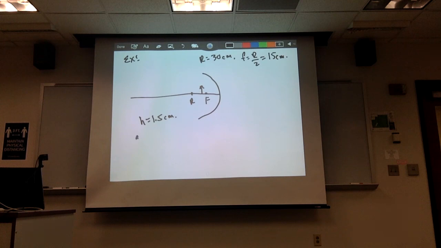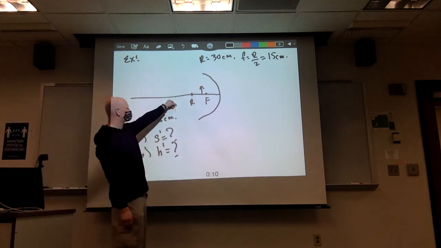So from here, we want to know: A, what is the image distance? So where's this image created? And then part B, what is the image height? So these are the two things that we want to know. Now, this satisfies, of course, case number 2.